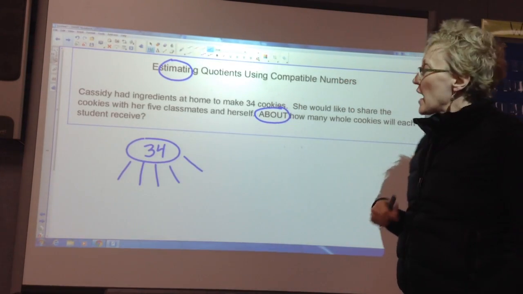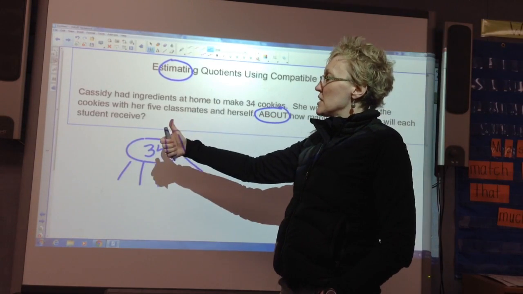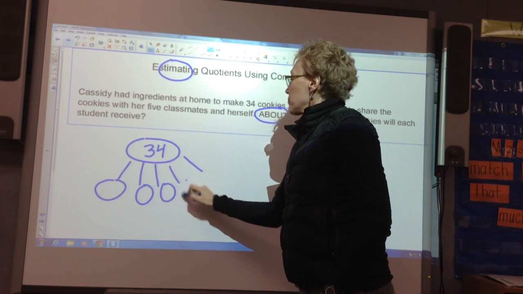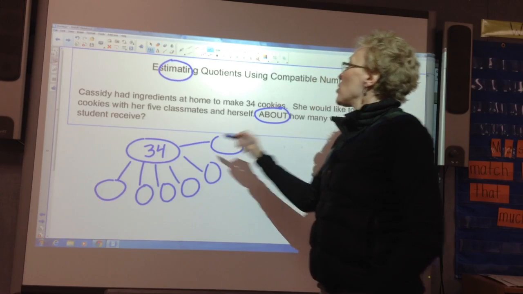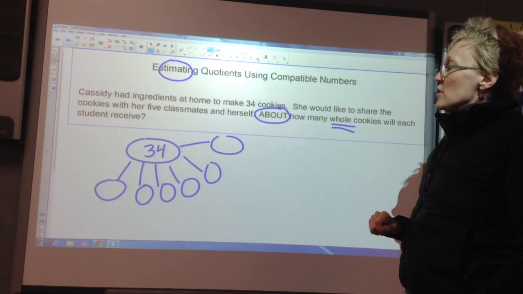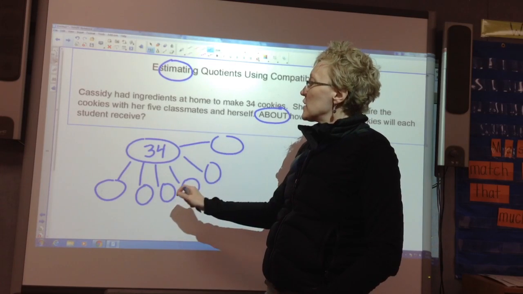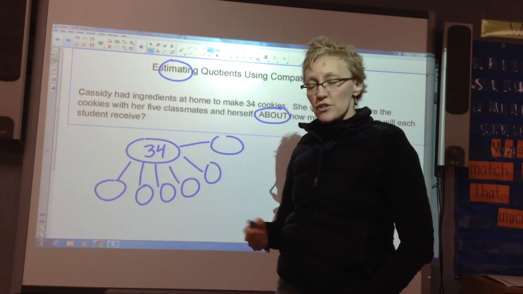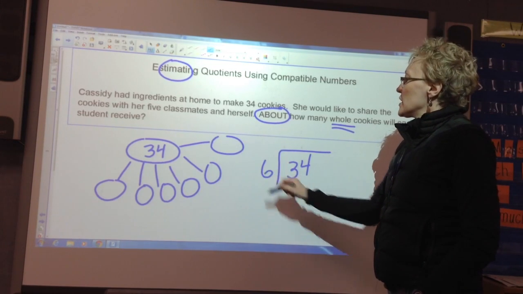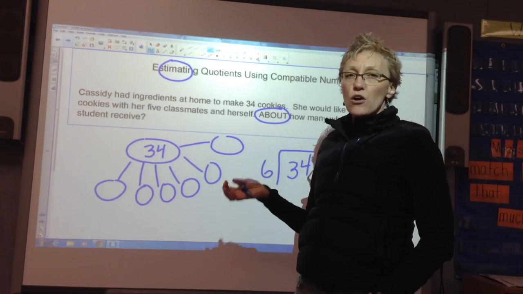Now, putting into groups. How many groups? Well, we are going to be putting those cookies into Cassidy as well as her 5 classmates, which is a total of 6 groups. And we want to know, how many whole cookies will each student receive? So we are taking those 34 cookies, we're putting them into 6 groups. How many cookies will be in each group? So we have a division problem. If we set it up as a division problem, we have 34 divided by 6. But we are estimating. So what that means is we need to round some numbers.